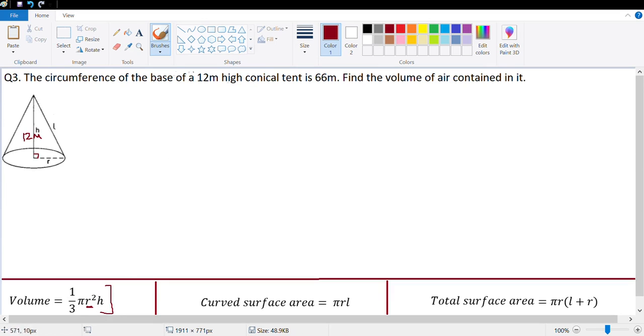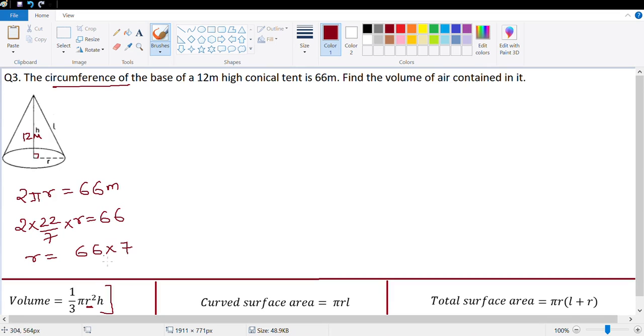So it says circumference. The base is a circle, which means circumference of a circle is 2 pi r, which is given equal to 66 meter. Let's substitute values. So 2 into 22 upon 7 into r is equal to 66, which means r is equal to 66 into 7 upon 2 into 22. That's 11 into 2, 11 into 6. That's 2 into 1, 2 into 3. So this is 21 upon 2 meter. So radius we've calculated as 21 upon 2 meter.